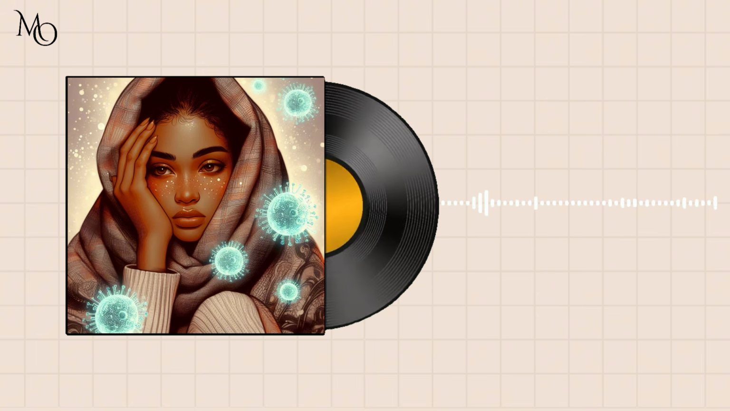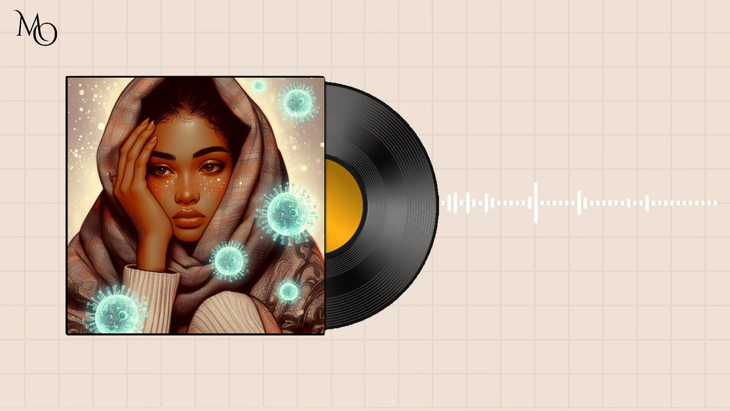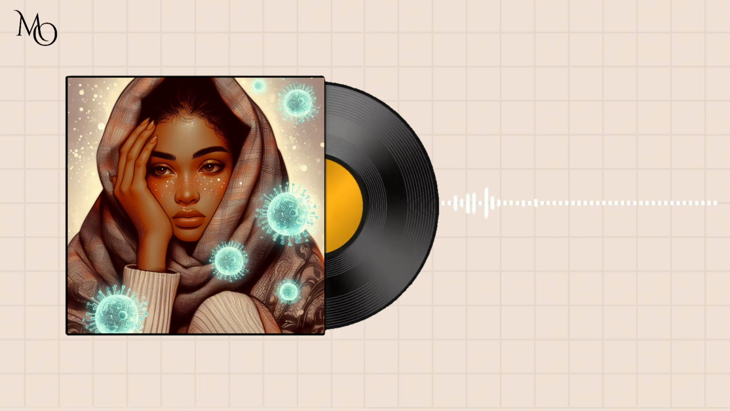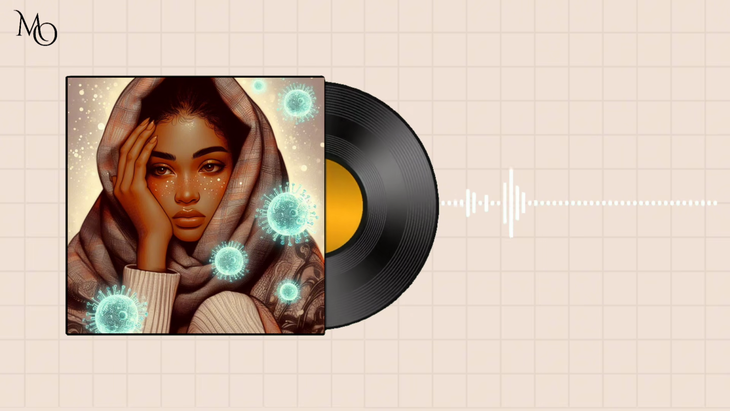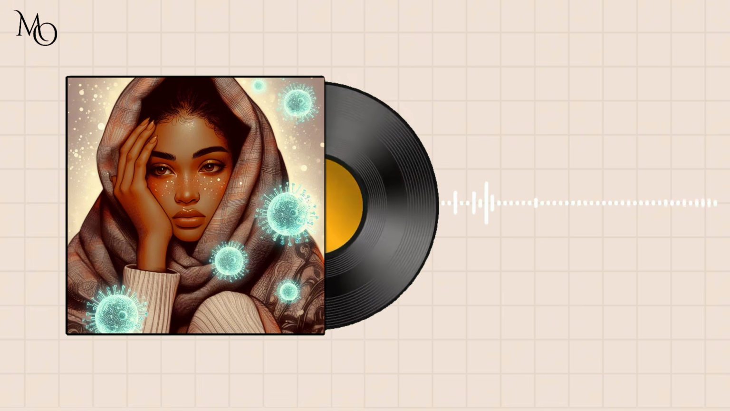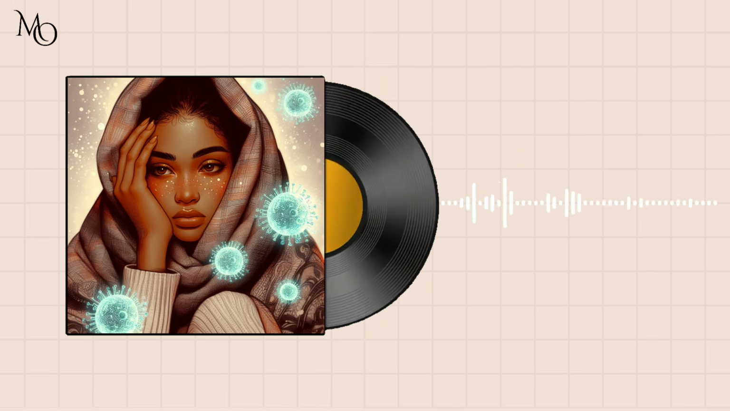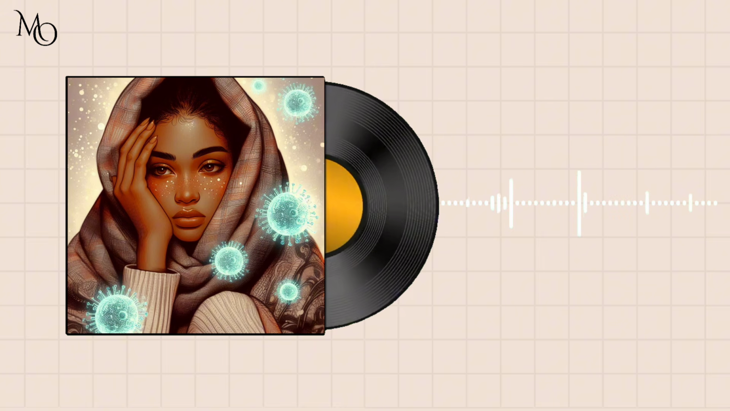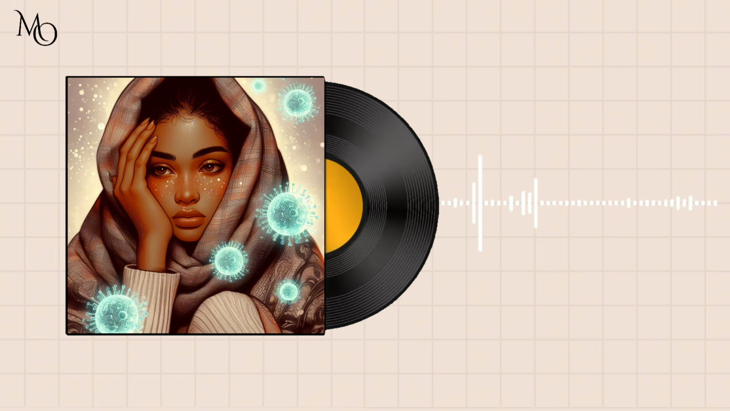Once it gets inside the cell, it uses the cell's energy and tools to make more copies of itself. This process can damage or even destroy the infected cell, which is why people get sick.